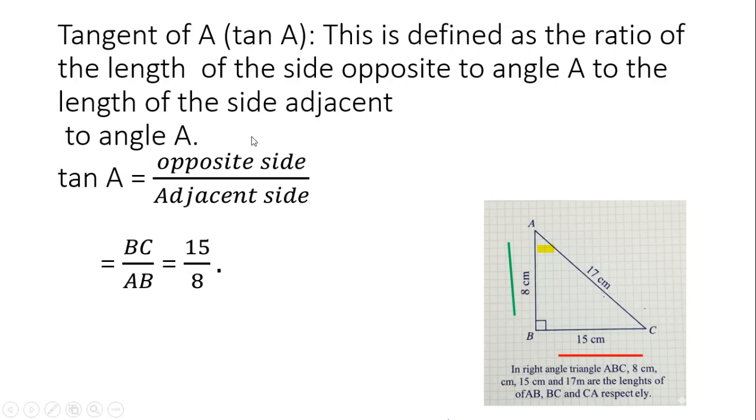Next, tangent of A. We are talking with respect to angle A. Tangent of A is opposite side by adjacent side. It is defined as the ratio of the length of the side opposite to angle A to the length of the side adjacent to it. So tan A is equal to opposite side by adjacent side. The opposite side is BC and the adjacent side is AB. So tan A is equal to BC by AB, that is 15 by 8.